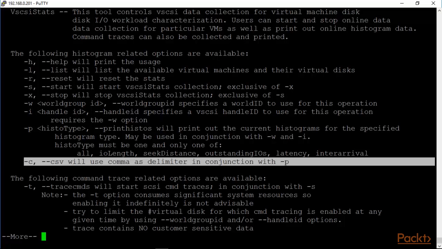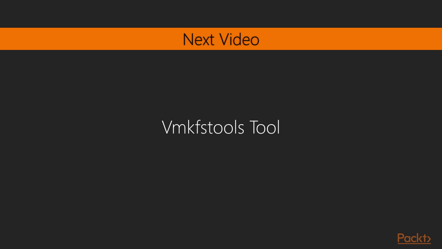So we've just completed our look into the vscsiStats tool. With that, we're going to move to the next video, which would be on the VMKFS tool, which is a very sharp knife in your tool set to allow you to actually carve up your devices as you need.